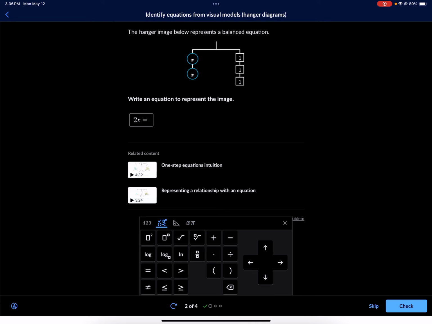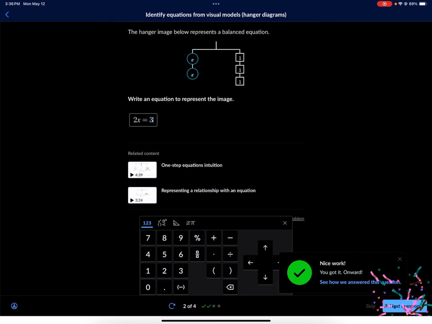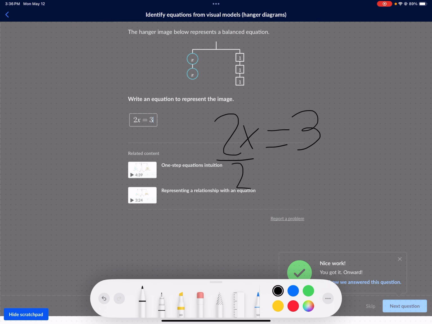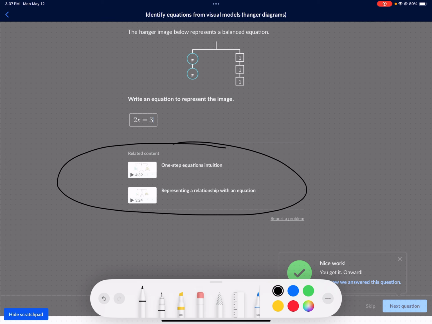What would be the value of x here? If we divide each side by 2, x is equal to 3 halves, or 1.5. Either one will work, but that's how that works. If you got that right, good job. If you didn't, here are the videos. Happy studying. Okay, let's go.